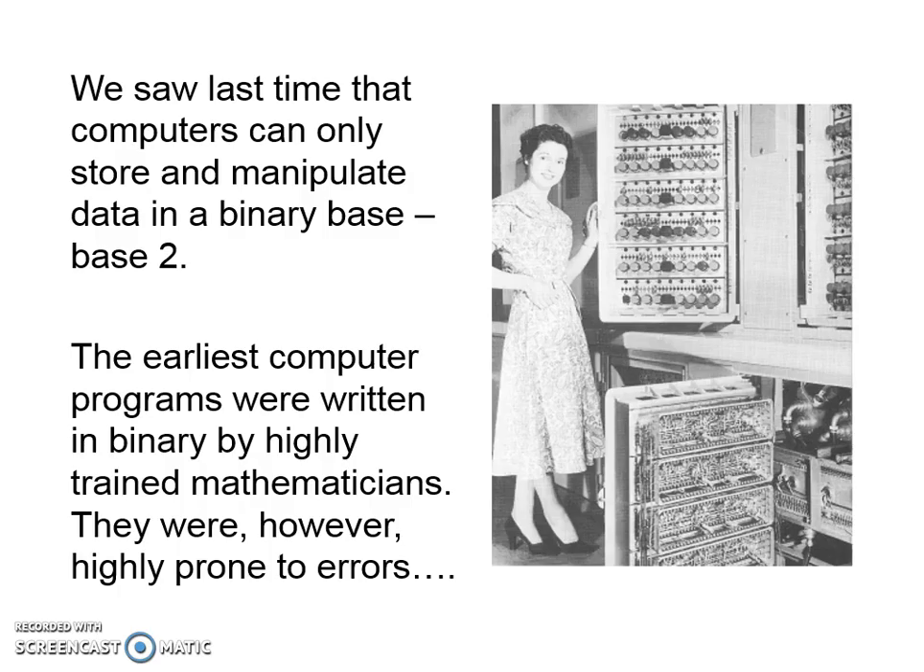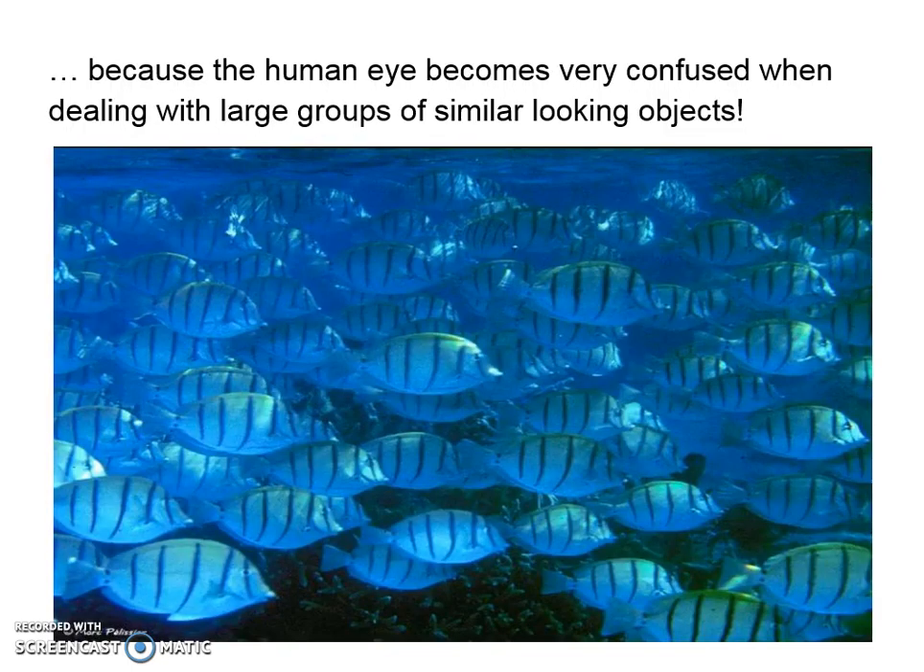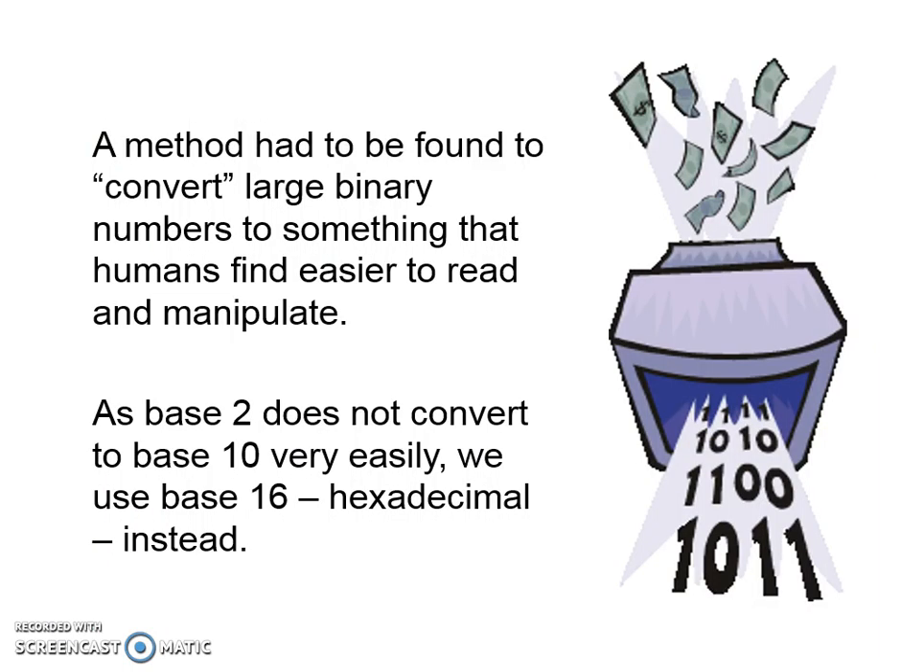And this made programming and debugging extremely challenging because humans are prone to errors when the human eye looks at large groups of similar looking objects, as illustrated here off a coral reef. And so we needed an effective method to display large binary numbers, something that we could read and manipulate more easily. The problem is that base 2 doesn't convert to base 10 very easily, as we saw last time. On the other hand, it's very easy to convert large numbers to and from hexadecimal.